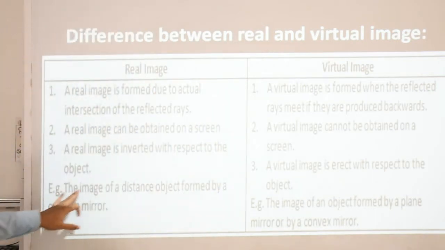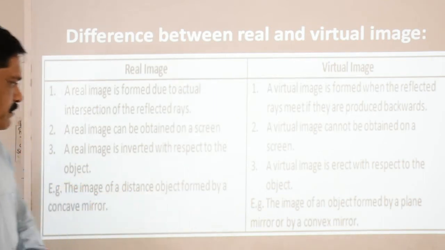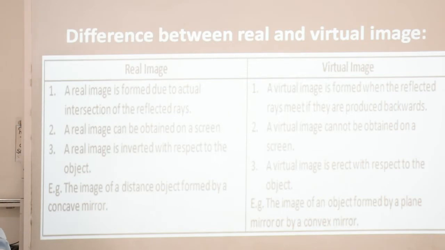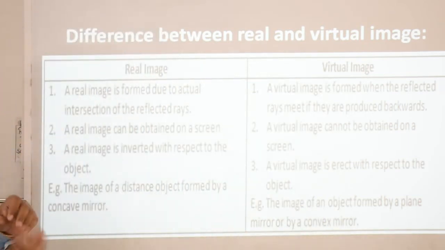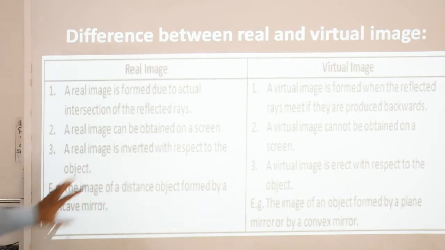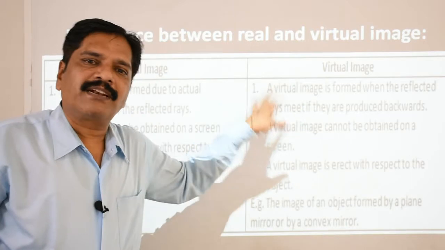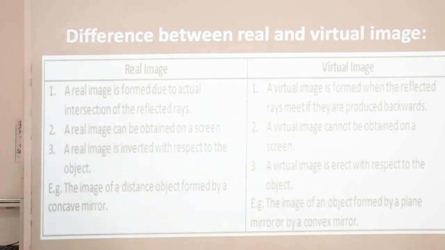Now, if you take the example, the real image is the image of a distant object formed by a concave mirror, okay. While the image formed by the convex mirror or a plane mirror is the virtual image. So remember, these are the differences as well as the characteristics of the real and virtual image, right?